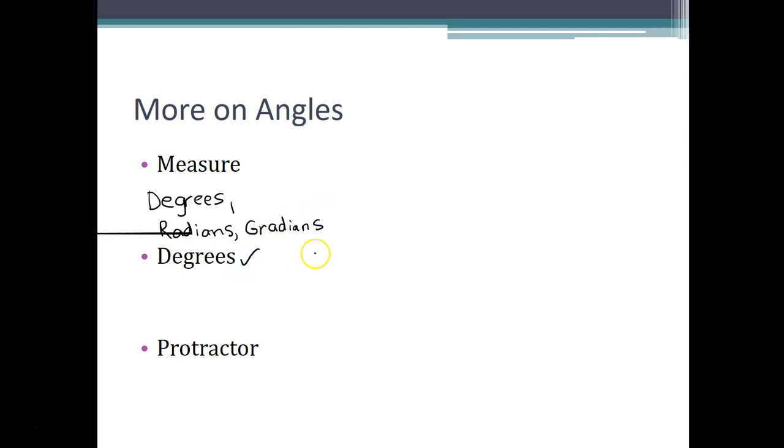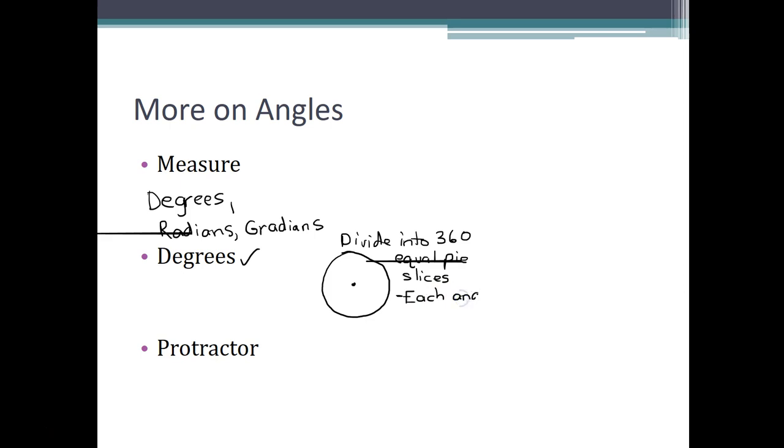We're going to focus on degrees, keeping in mind, what is a degree? Well, if you take a circle and divide it up into 360 equal parts, each angle will equal 1 degree.